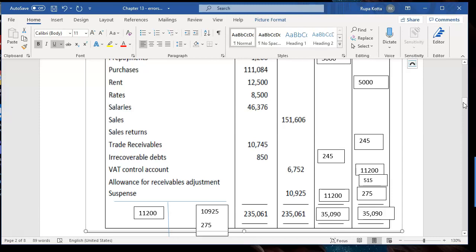Now your homework today and throughout this half term will be to complete all the remaining questions from this errors and suspense account. I think you have like 4 more questions remaining, and most probably by Monday or most probably by the end of today I will send you the answers also for the remaining questions. So please cross check your answers so that you know if you did it correctly or not. Thank you guys.